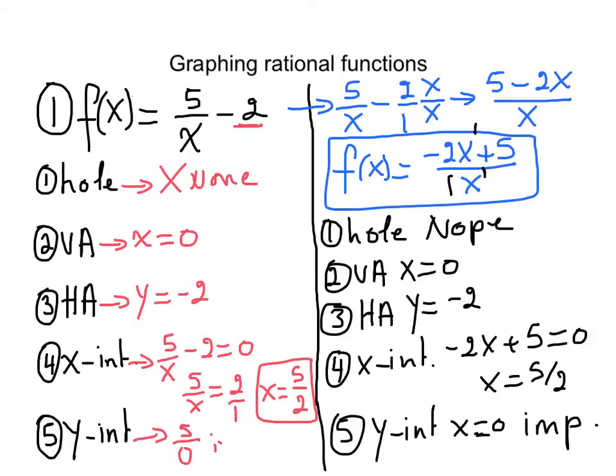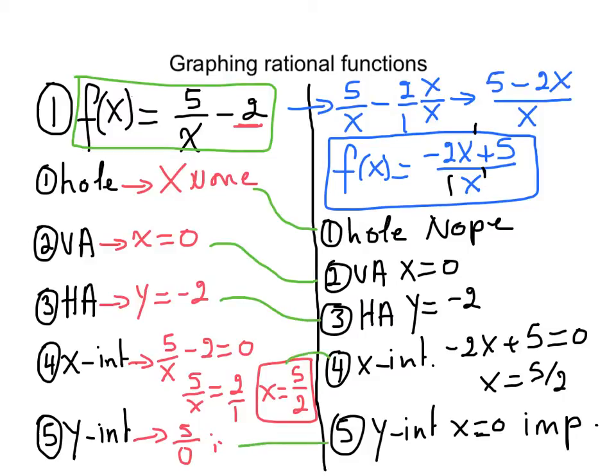Next, I want you to compare the two strategies that we just did. We did all 5 steps for the first form. We did the 5 steps for the second form. As you can see, the hole stays the same. The vertical asymptote stayed the same. The horizontal is the same. X-intercepts were the same, and the y-intercepts are the same. Now we're going to move forward and graph.